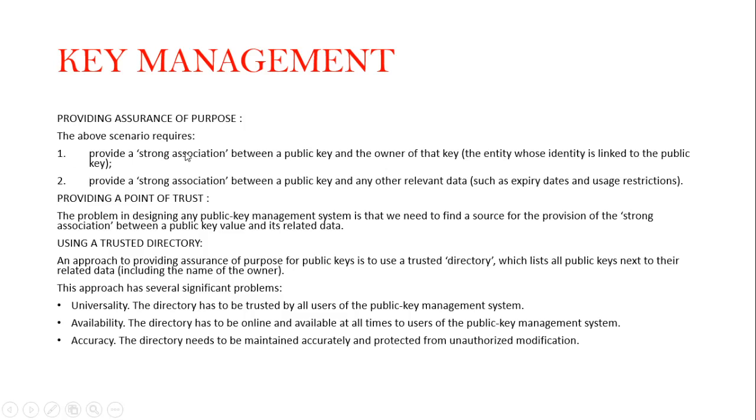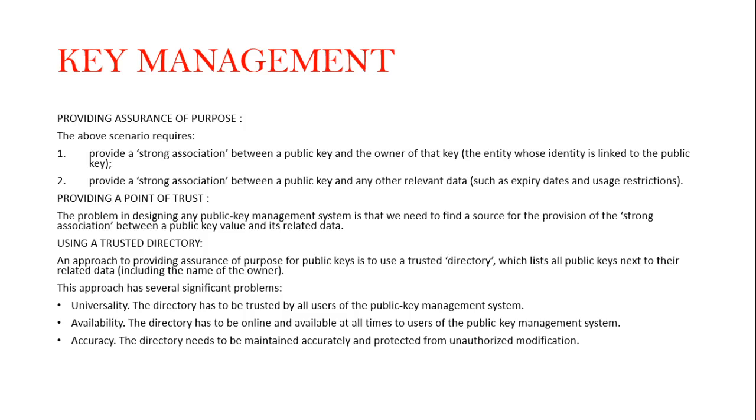The above scenario requires the first point: provide a strong association between the public key and the owner of that key, the entity whose identifier is linked to the public key. Also, provide a strong association between a public key and any other relevant data. So two things are very important. One is there should be a strong bonding, or strong association, between the public key and the owner of that key. It's very simple: public key and owner.